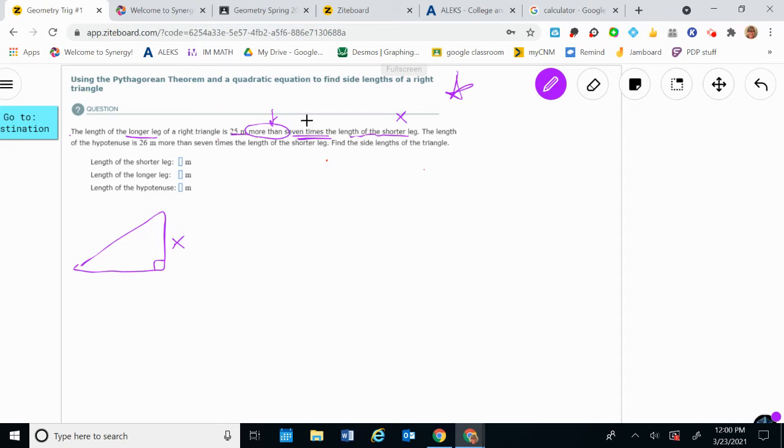So let's translate this. It says 25 more than. This is how you write 25 more than. Not 25 plus, but plus 25. Because remember, you have to add it to something. More than means add it to something. 7 times 7x. Okay. The length of the hypotenuse is 26 more than, so plus 26, 7 times the length of the shorter leg. There you go. So look at the difference. Okay, this is just one more than that one. All right, find the side lengths of the triangle.